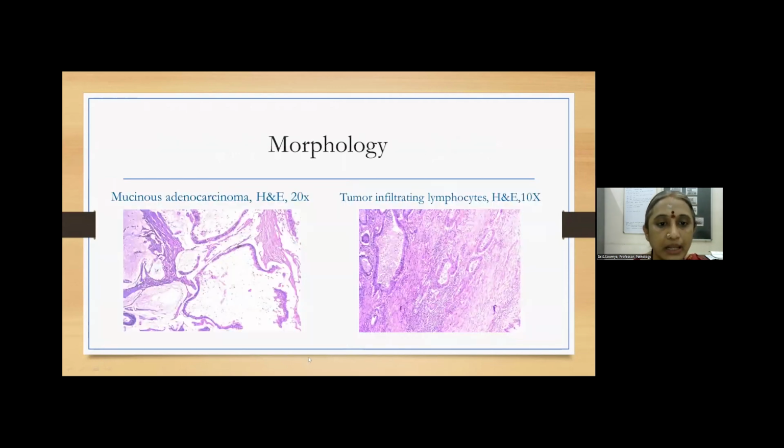This was the morphology of a mucinous carcinoma with intraluminal pools of mucin and intracytoplasmic mucin in a colorectal carcinoma. And this is showing tumor infiltrating lymphocytes around the tumoral glands.